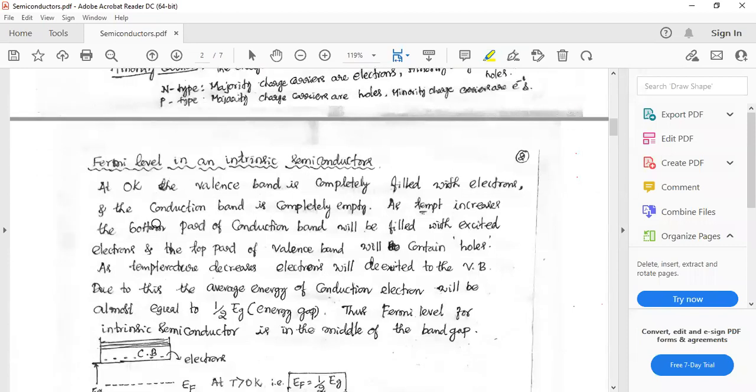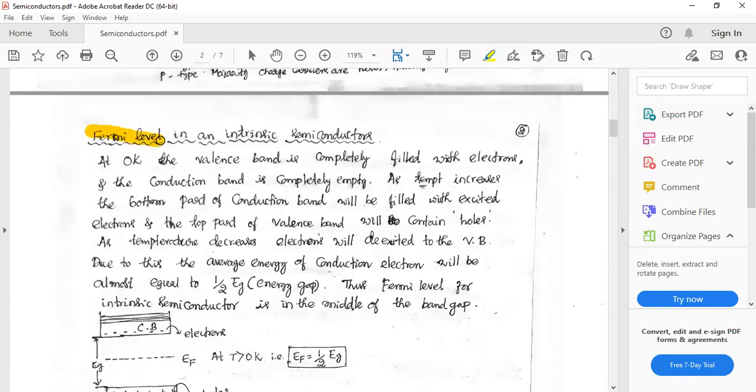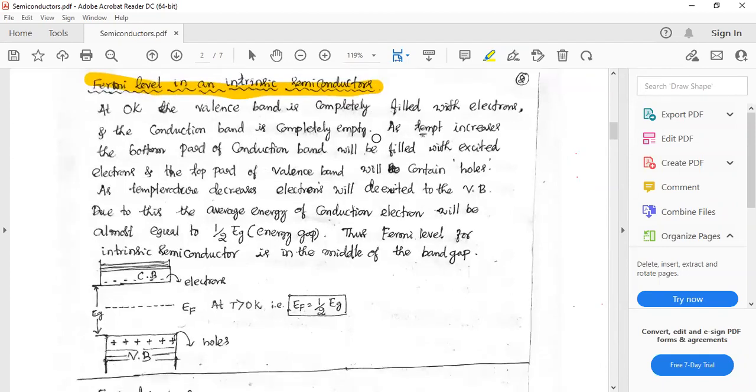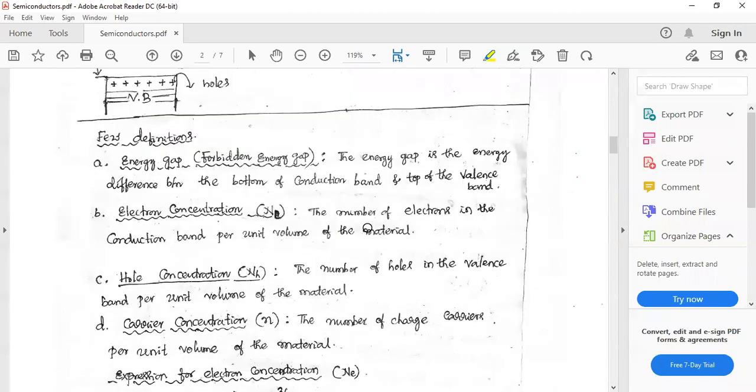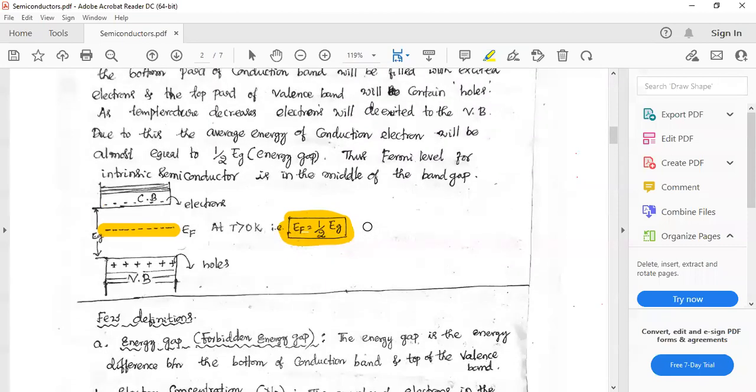Then we discussed something called the Fermi level in intrinsic semiconductor. Fermi level is the highest filled level or highest occupied level at 0 Kelvin, and on an average in intrinsic semiconductor, the Fermi level will lie at the center of the energy gap. I have derived this: EF is equal to half EG. This is a very important derivation. In the examination, they will ask you to obtain the expression for Fermi energy in terms of energy gap.